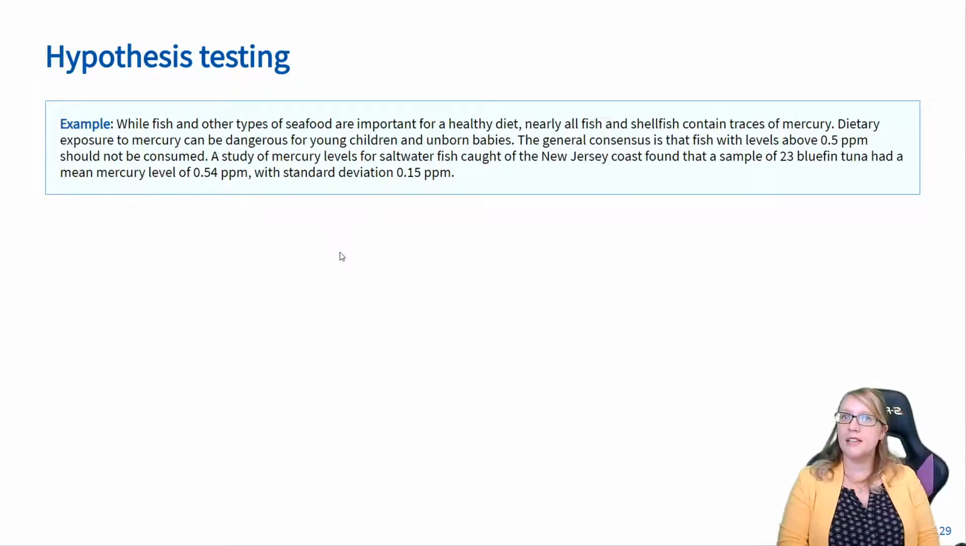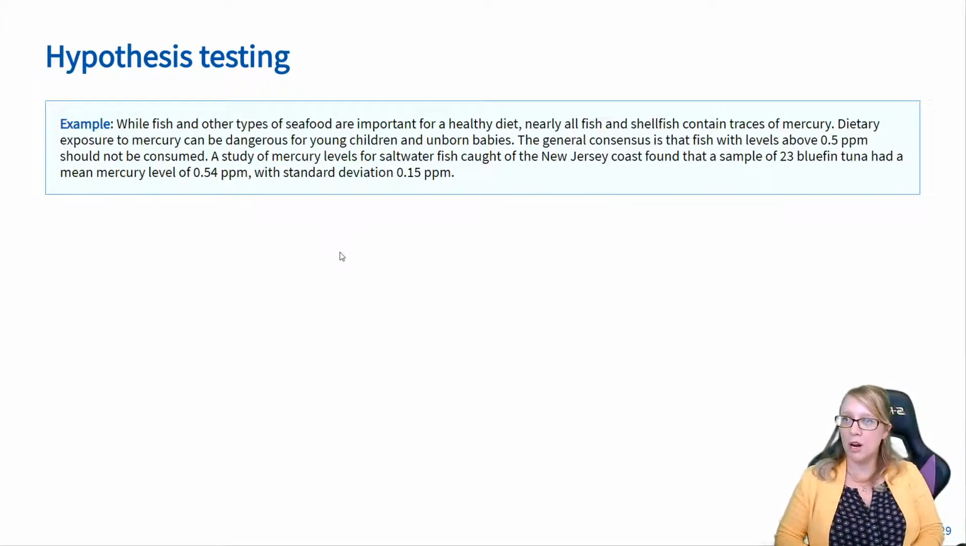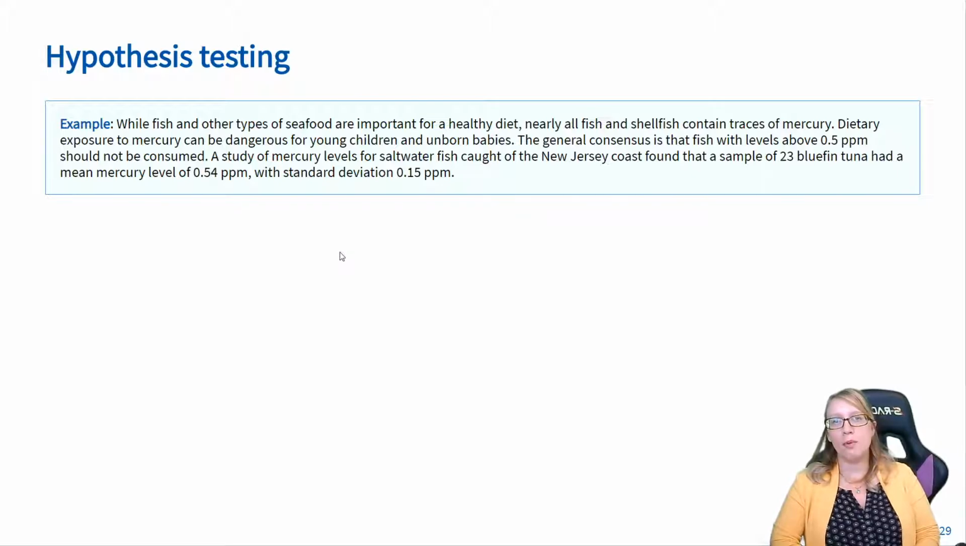So we're looking in this example at mercury concentration in fish. So we have data from a study of mercury levels of saltwater fish caught off the New Jersey coast. It found that a sample of 23 bluefin tuna had a mean mercury level of 0.54 parts per million and a standard deviation of 0.15 parts per million. Why do we care? Well, mercury in the bloodstream can be dangerous. The general consensus here is that fish with mercury levels above 0.5 parts per million are too high to consume. Does this sample suggest that bluefin tuna off the coast of New Jersey is dangerous?